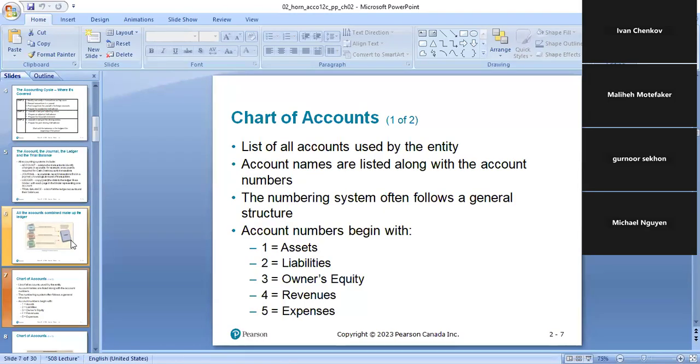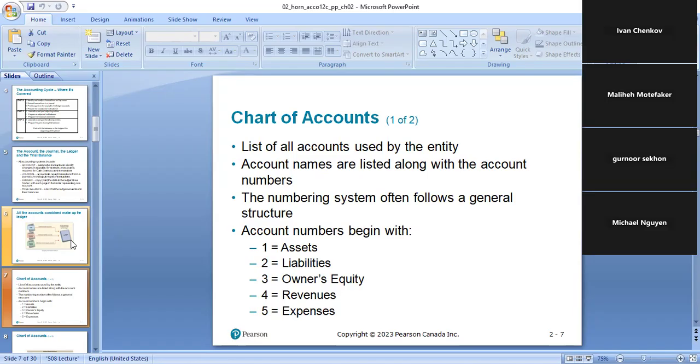Then next in line will be what increases the equity: revenue. For the revenue, we're going to put number 4. Every time you see an account starting with 4, that will be revenue. And the last in line will be expenses. Why? Because the expenses reduce the equity. For the expenses, we can use account 5. We can use accounts with numbers 6, 7, 8. Everything is given to the expenses.